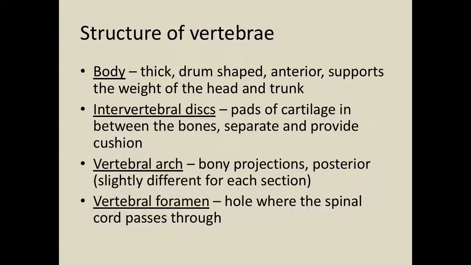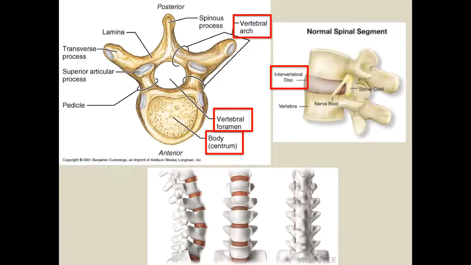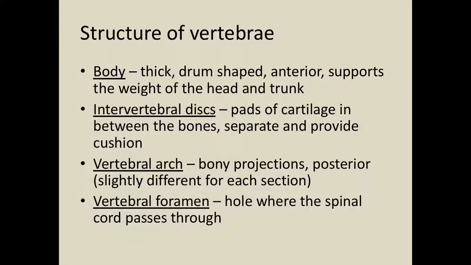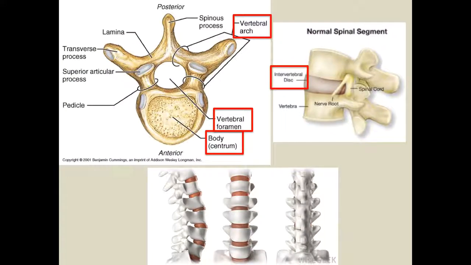The intervertebral discs are the cartilage pads in between the bones. You can see them there on the right side. Their job is to separate the bones and to give some cushion because you are putting a lot of weight on those bones. Vertebral arch. That is the pointy, archy things on the end there.